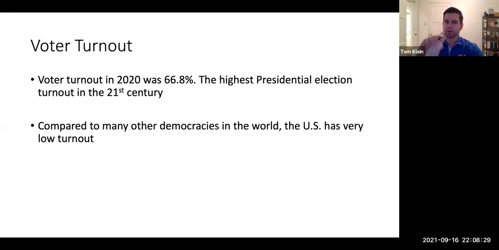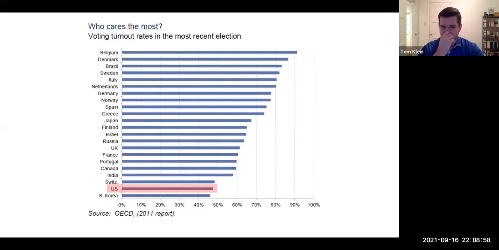Okay, so let's talk about voter turnout. Now, voter turnout in 2020 was very high for the United States at 66.8%. That's extremely high. In fact, it's the highest presidential election turnout in this century. Despite that, the US traditionally, you saw the chart I showed, has pretty low voter turnout compared to other democracies in the world. So let's take a look at this chart.